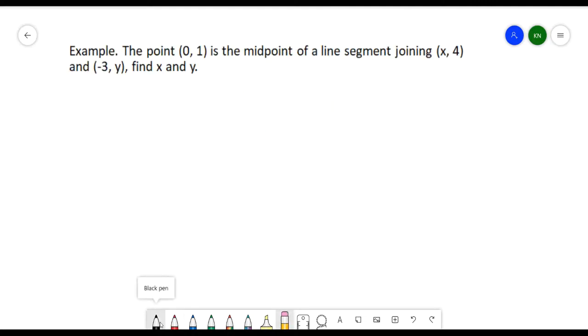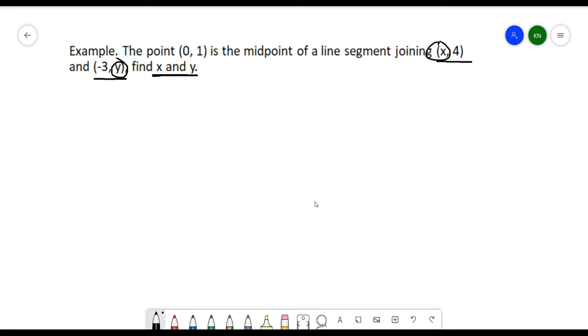So now let's move on to another example. We have here the point (0, 1) is the midpoint of a line segment joining (x, 4) and (-3, y). We need to find the x and y. So how can we solve this one? Since this problem requires us to find the value of x and y, we have the x and the y here.